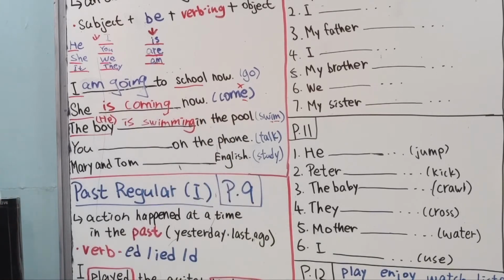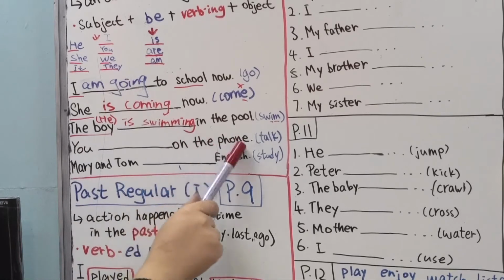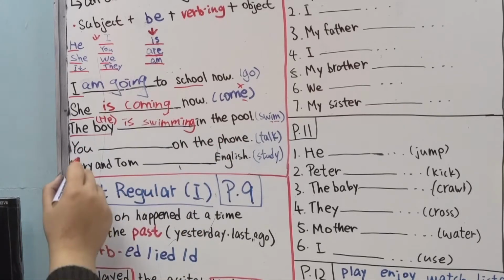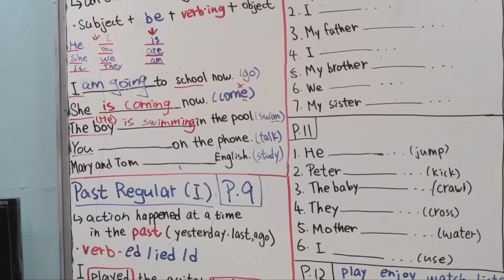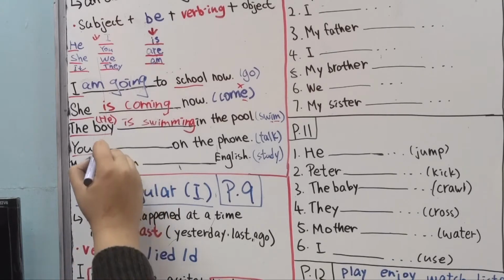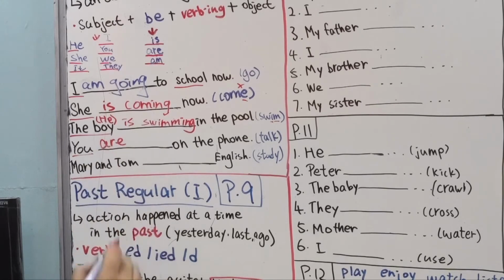Swimming. Alright. The boy is swimming in the pool. Here we go. You what on the phone? So, the subject pronoun, the subject in this sentence is you. Which verb to be do we follow with the subject you? It is followed with is, am, or are. That should be are. You are.